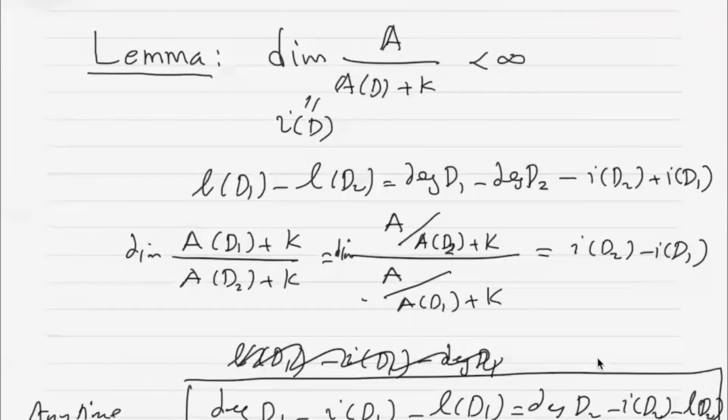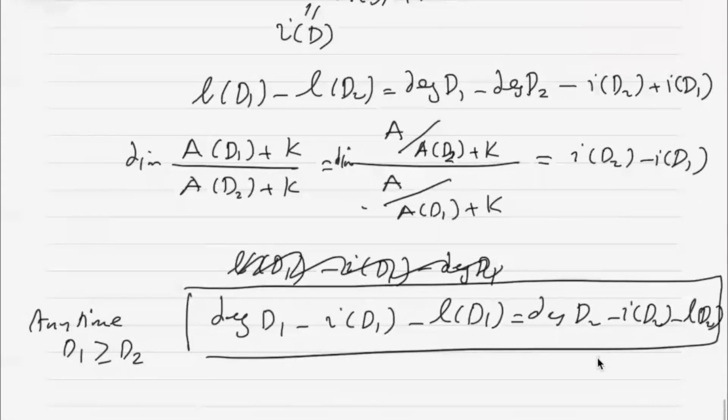Anytime D1 is bigger than D2. Yes. But the fact that D1 is bigger than D2 is not really important here, because any two divisors, D1 and D2, you give me, you can find another divisor D3 that is bigger than both of them. And for each of them, the difference degree of D1 minus I of D1 minus L of D1 is equal to that thing with D3. And the second one with D2 is equal to that thing with D3. So they're equal.